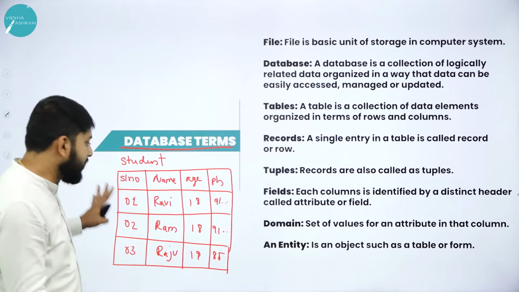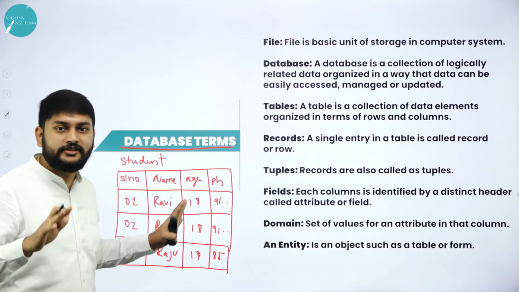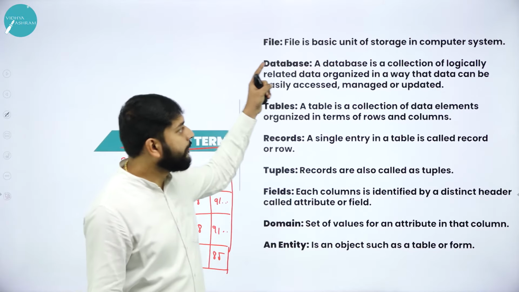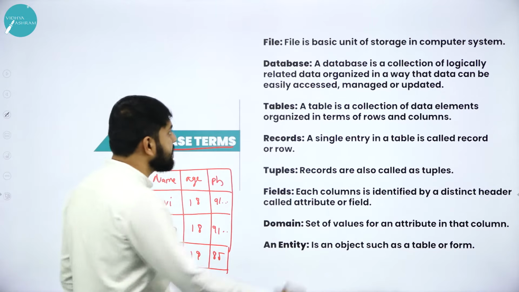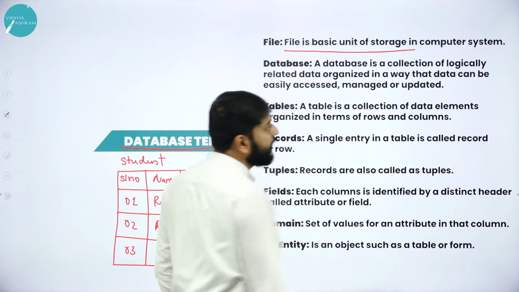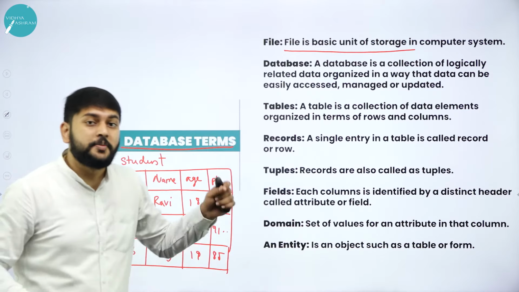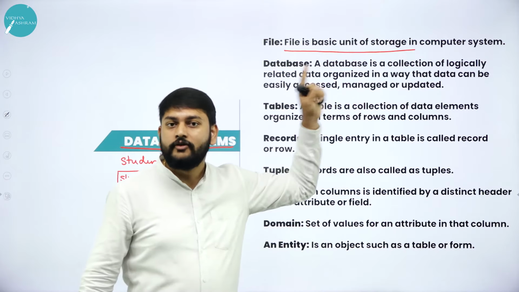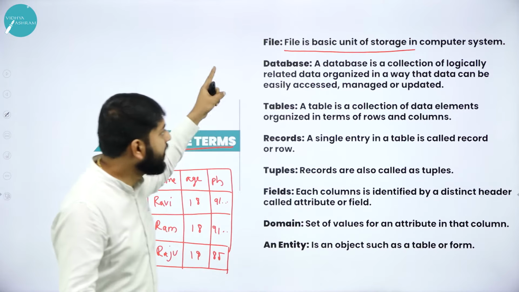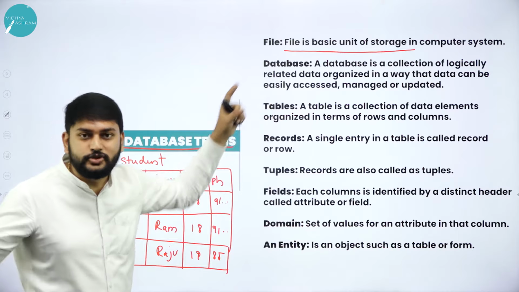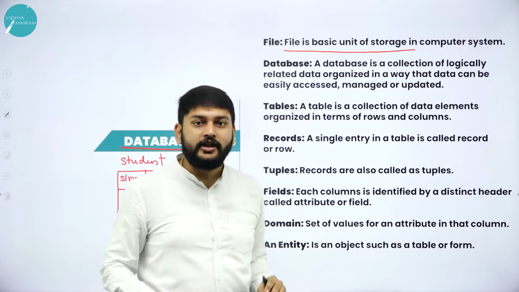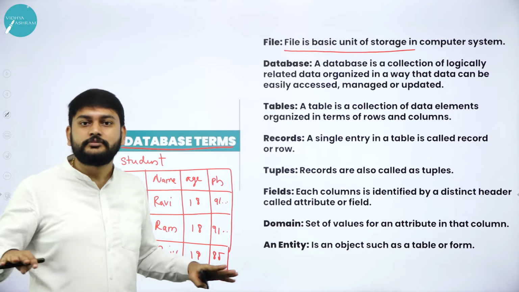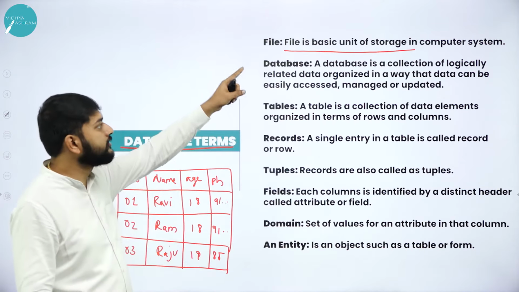Right, fine. This is my table. Just look at the table, guys. Let me start with the first one. So what is the first one? The basic unit. Guys, remember the basic unit of storage. What is a file? The basic unit of storage in a computer system is what I will call a file. Whatever I store, the smallest unit of storage in a computer system is what I will call a file.